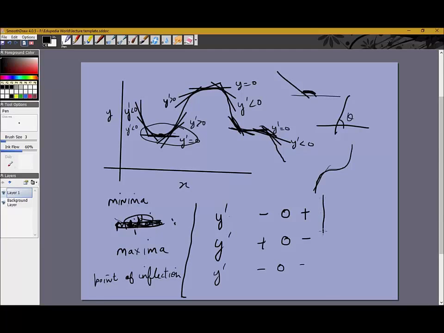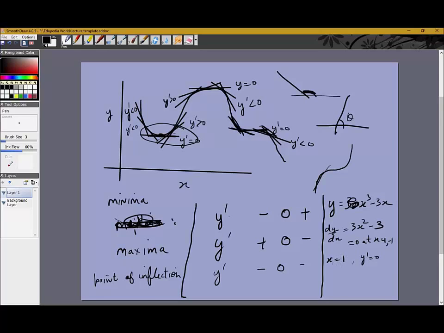So let's look at the previous case. We saw y is equal to x cube minus 3x. From that we got dy by dx is equal to 3x squared minus 3. Now, this is 0 at x is equal to 1 and minus 1. Let's look at x is equal to 1. At x is equal to 1, y dash is equal to 0. What happens just before 1?